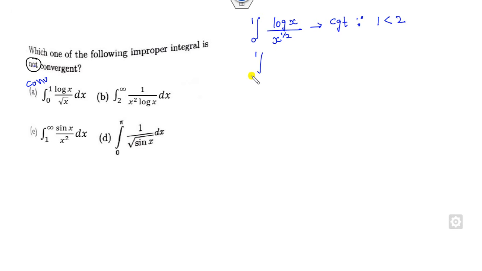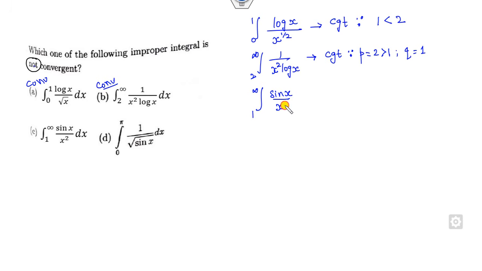Look at the second one. 2 to infinity, x raised to power 2 log x. What is that? Is it convergent? Yes, it's convergent. Why? Because p is greater than 1, q is 1. Fine. So this is also convergent. Look at this one, 1 to infinity, sin x over x square. I can take the absolute value.